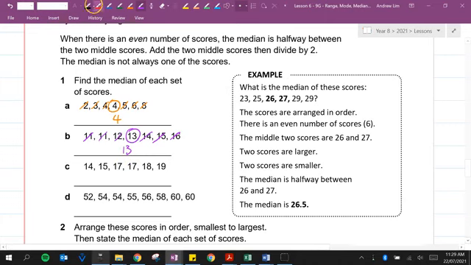But what about C? Smallest, largest, smallest, largest. Oh, there's 2 left. There's 2 numbers left. If I were to get rid of them, then there's no number, right? So I can't get rid of them. What I need to do is add them together and then divide it by 2, and that will tell me what my median is. So my median is 17 plus 17, which is 34, divided by 2, which is 17.